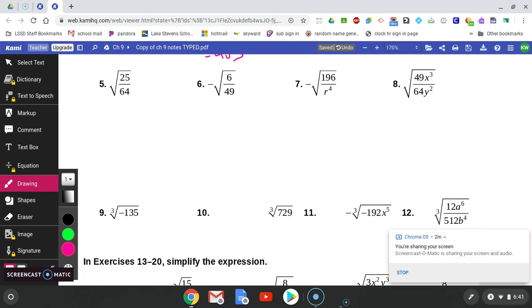All right, so now we're dealing with ones with fractions. Remember, we start by giving them each their own radical. Okay, so the square root of 25 is 5. Square root of 64 is 8. I'm done.